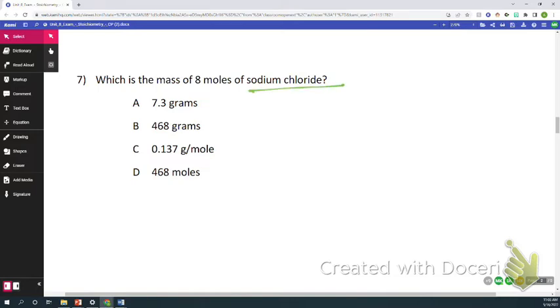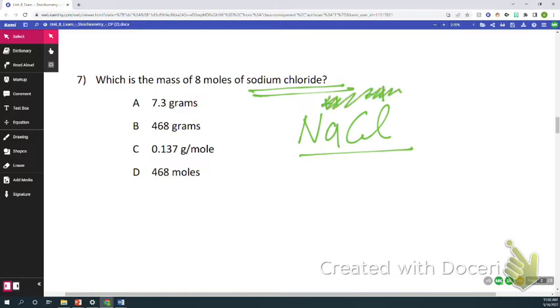The hard part was, would you know how to write the formula for sodium chloride? Yeah, NaCl, very simple formula. Remember, you have to look at their charges though, and NaCl happens to be +1 and -1, so it is just 1 to 1. What if instead of sodium it said magnesium? What would be the formula?